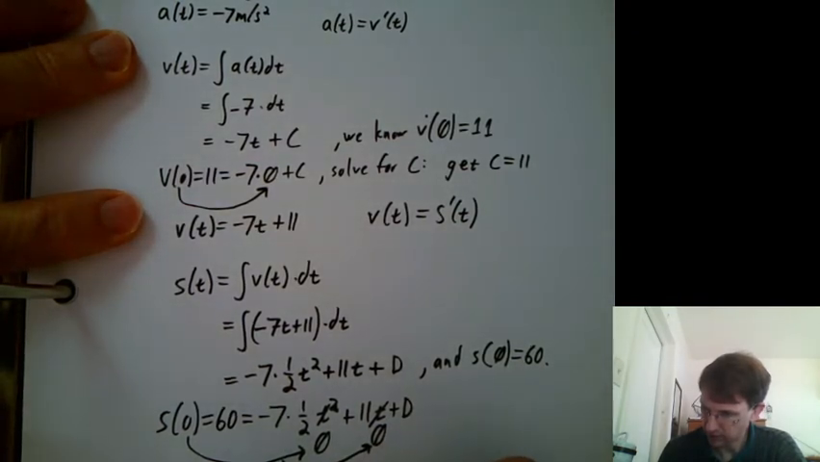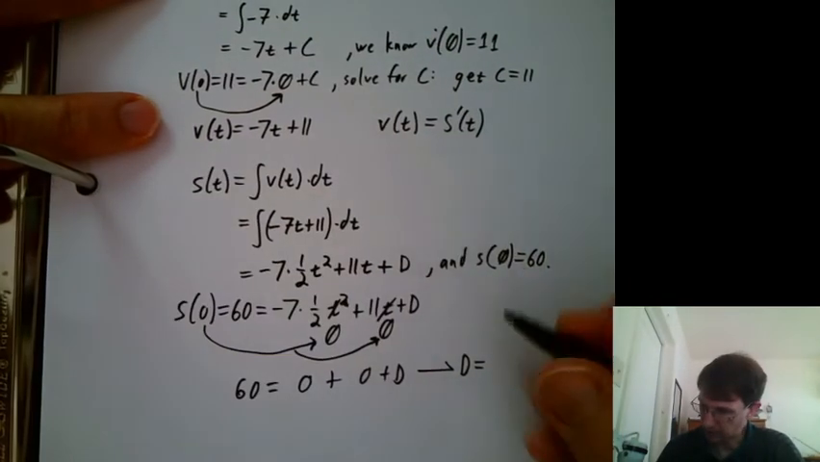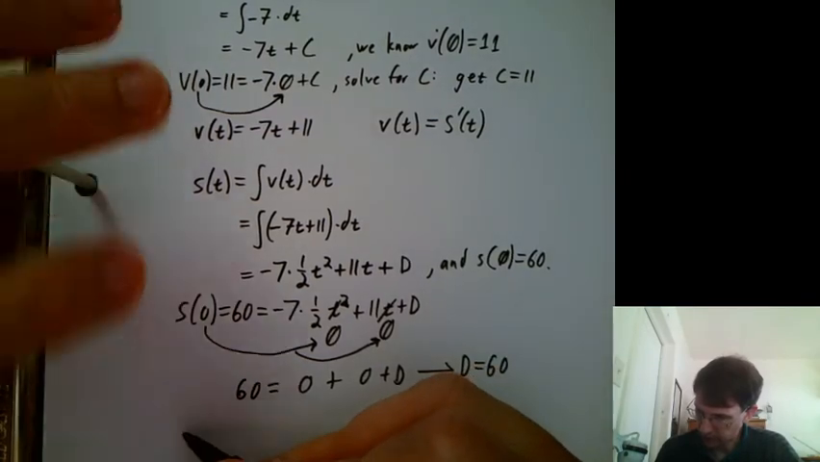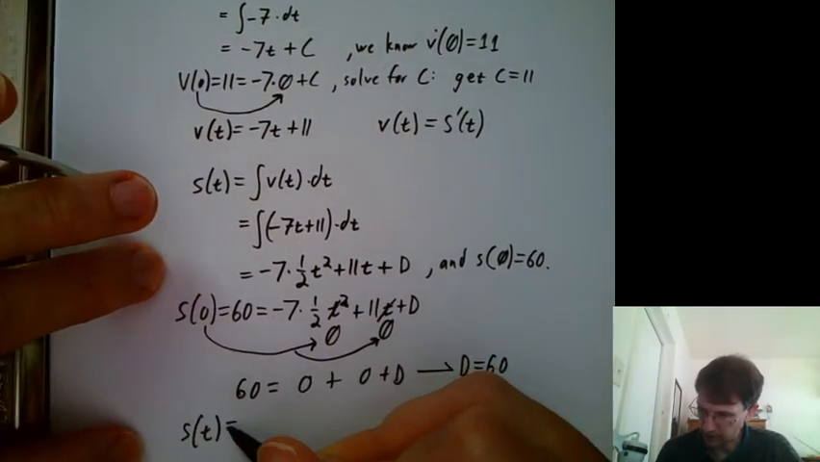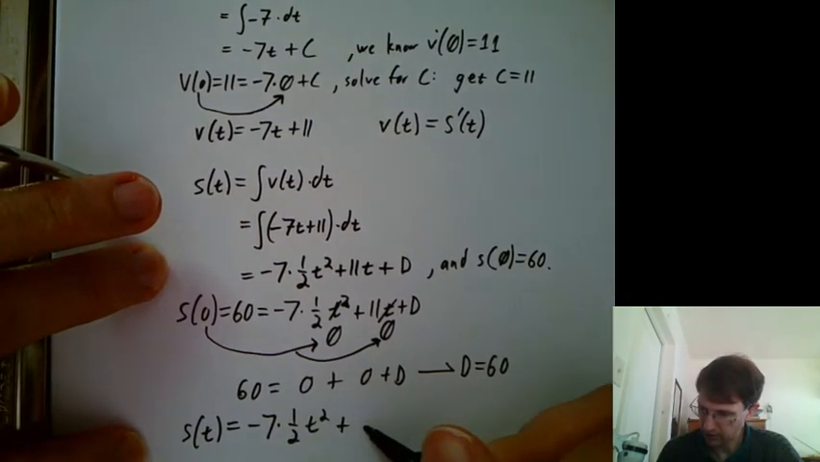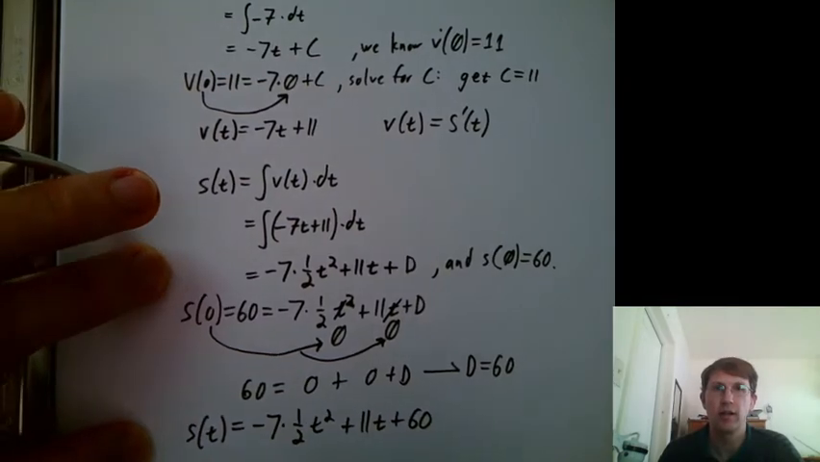So we're saying 60 equals 0 plus 0 plus d, or d equals 60. So altogether we've got s of t equals negative 7 times 1/2 t squared plus 11t plus 60.